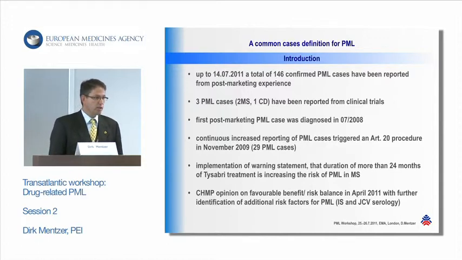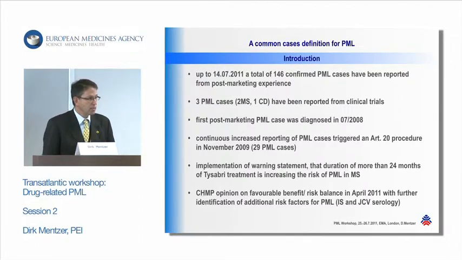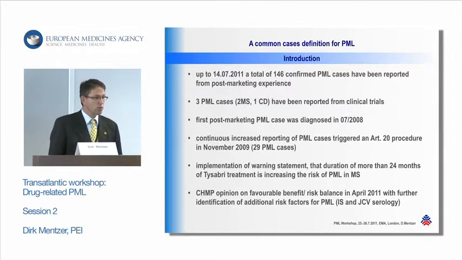We had 146 cases, I must say, when I did those slides, in addition to the 3 PML cases from the clinical trials. At that time, I'd like to remind you that one of those cases was only more or less prospectively diagnosed. The other MS case, a woman, was retrospectively diagnosed, and the CD case was also retrospectively diagnosed. From that point of view, we were starting to think about how to classify those cases.